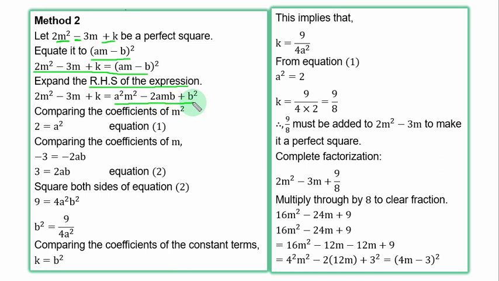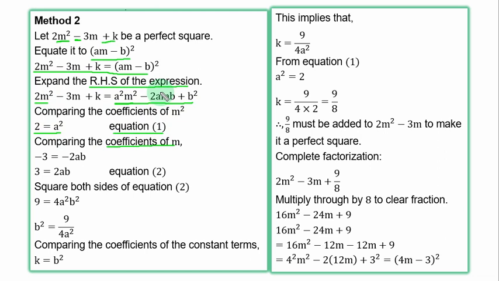Okay, so here we compare the coefficients as well. So we start by comparing the coefficient of m squared, because m squared has some coefficient. This is m squared here, and this is m squared here. The coefficients are 2 and a squared. When you compare them, you have 2 equal to a squared. You label that equation 1.